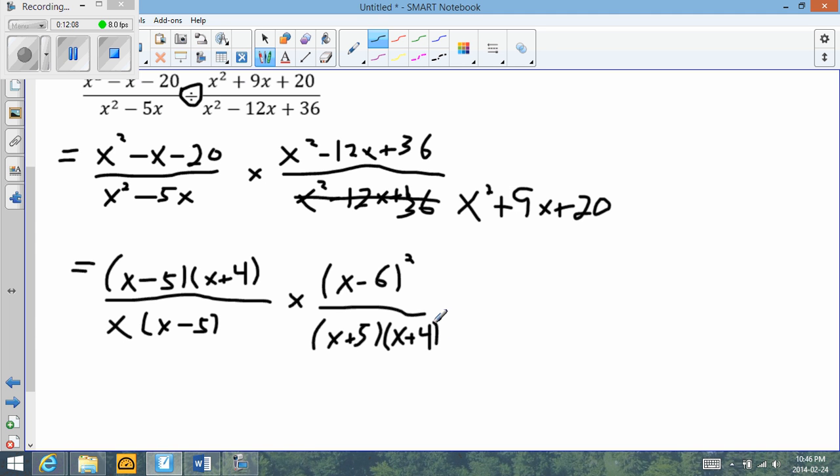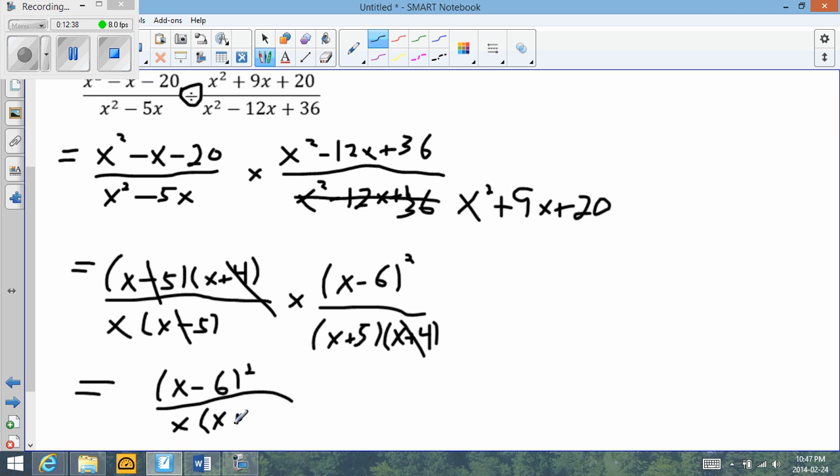Factored it all. Everything's been factored now. Does anything cancel in the numerators and denominators? The x minus 5 and x minus 5 cancel, and the x plus 4 and x plus 4 cancel. Okay, x minus 6 squared doesn't, x doesn't, x plus 5 doesn't. So write that down now: x minus 6 squared over x times x plus 5.